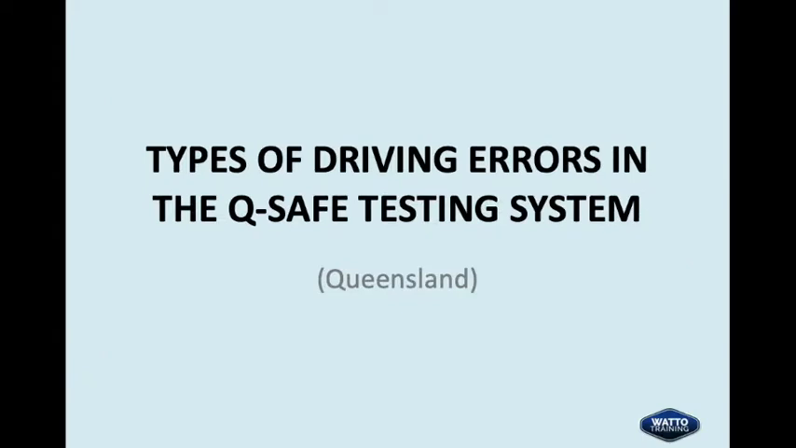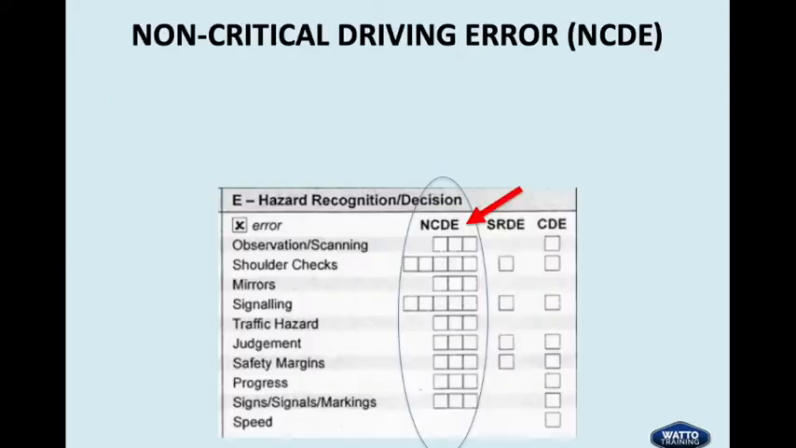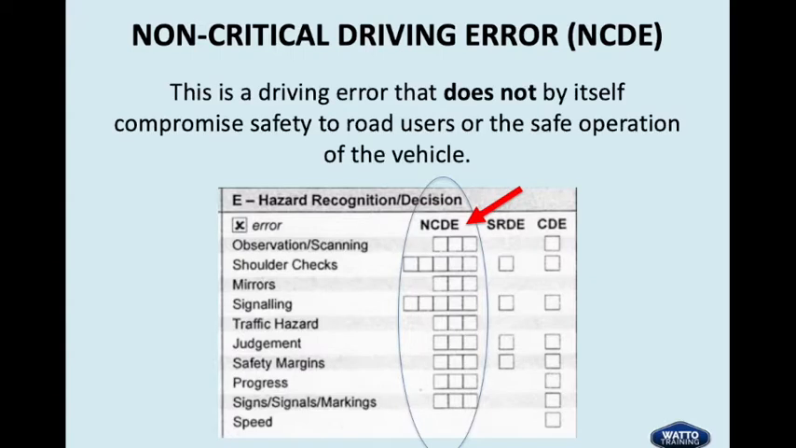Types of driving errors in the QSafe testing system. We've got non-critical driving errors. These are driving errors that do not by themselves compromise safety to road users or the safe operation of the vehicle. You can see we've got Section E, hazard recognition and decision making. An examiner would mark a cross in the box under NCDE if a student made one of those types of errors.